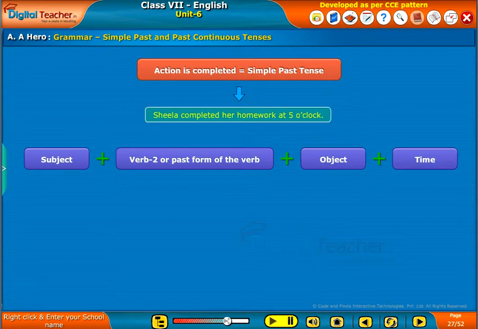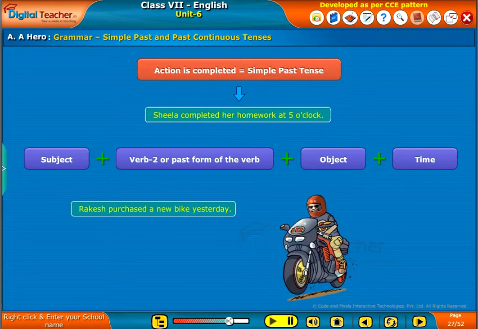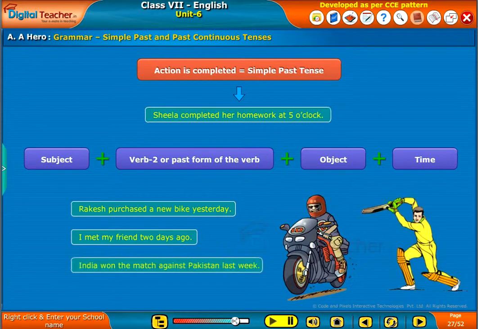Let us observe a few more examples. Rakesh purchased a new bike yesterday. I met my friend 2 days ago. India won the match against Pakistan last week.